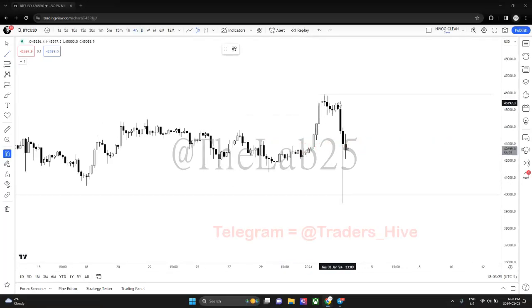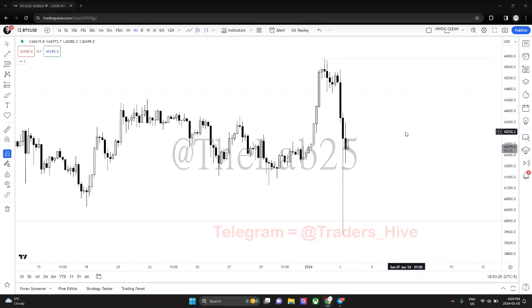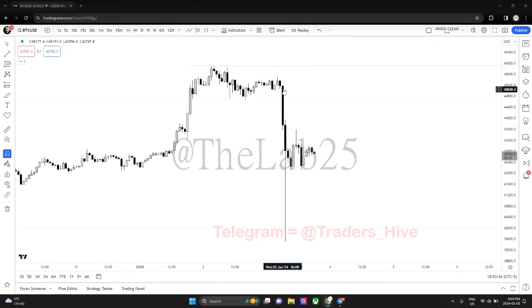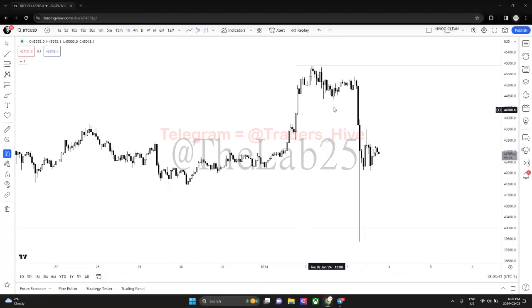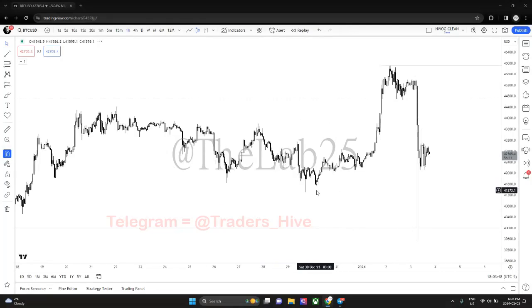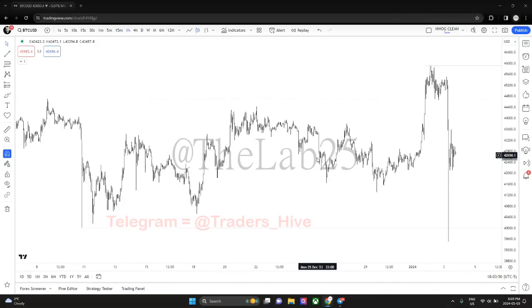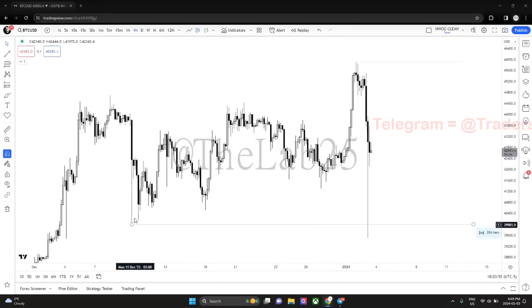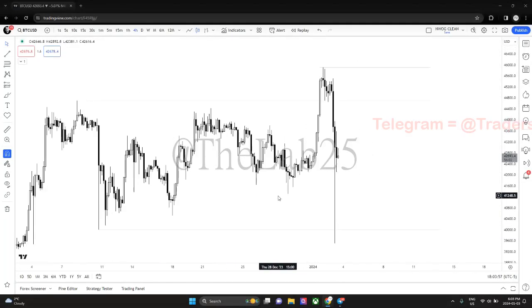When was this again? It was this morning at 6 a.m. Price began to drop, and at 7 it dropped below these lows. So as you can see, the liquidity here was purged, right?